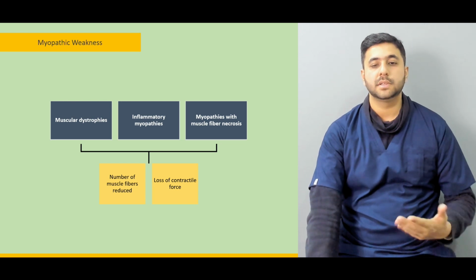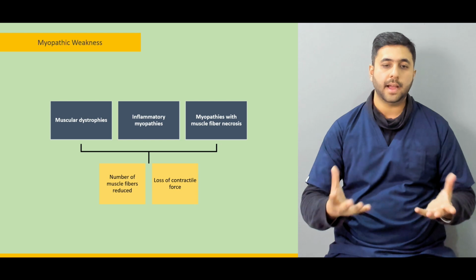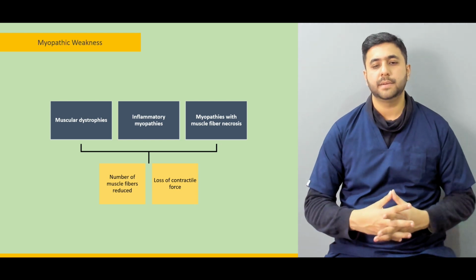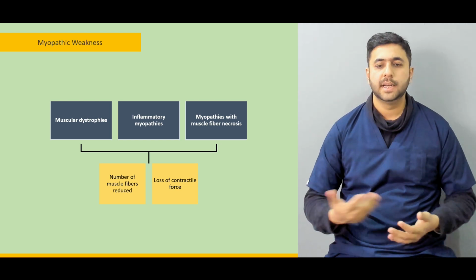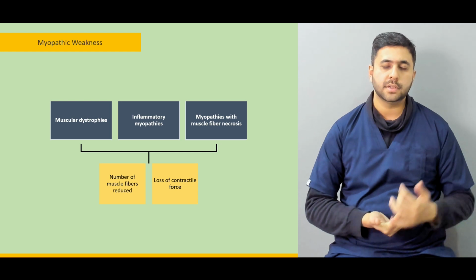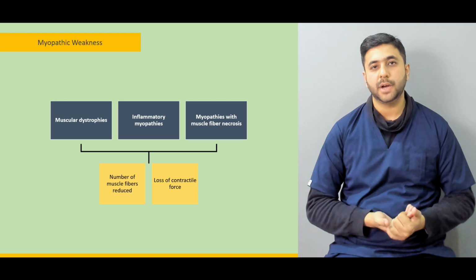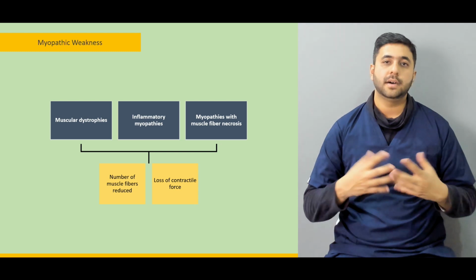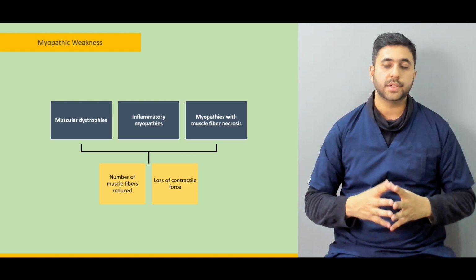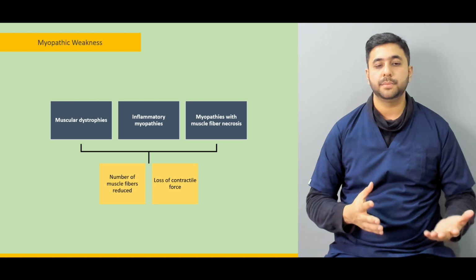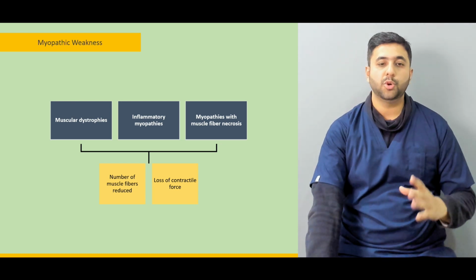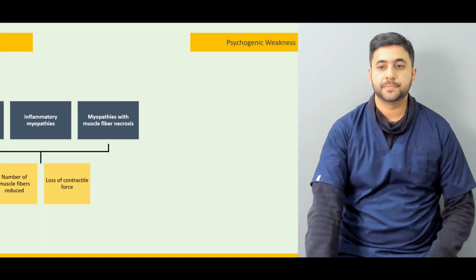So at the level of the muscle, there are a lot of terms which fall under the umbrella of inflammatory myopathies or myopathies with muscle fiber necrosis. There are a lot of drugs that can cause these myopathies. For example, statin-induced myopathy is very well known. Certain glucocorticoids or steroids can cause myopathies over long-term usage. So this is an overview of myopathic weakness.